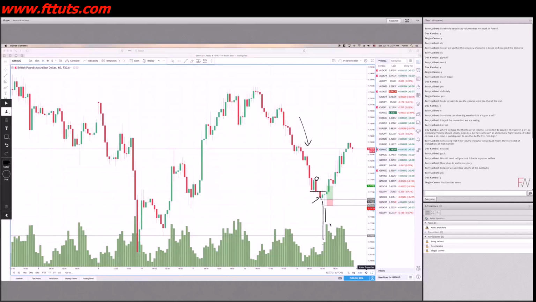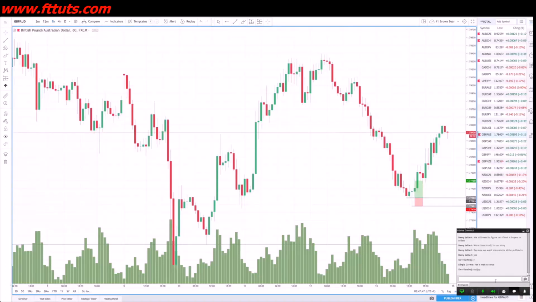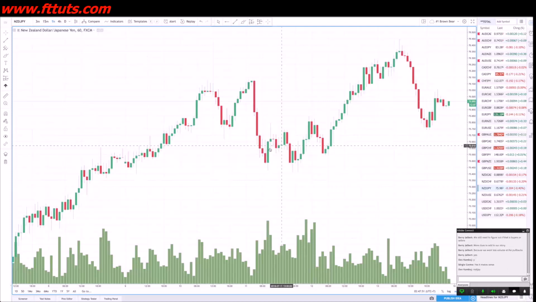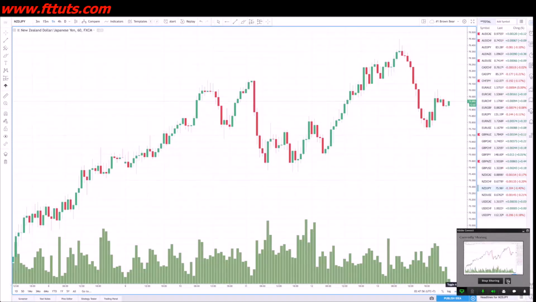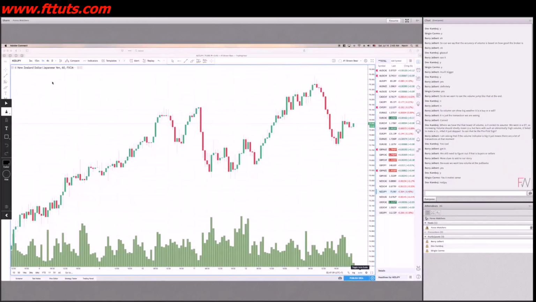Okay, so let's take a look at another example. Any specific pair? New Zealand yen. Let's take a look at that. Okay, here we go. Take a screenshot. Okay, here we are. Let me know if you see New Zealand yen and a circle.